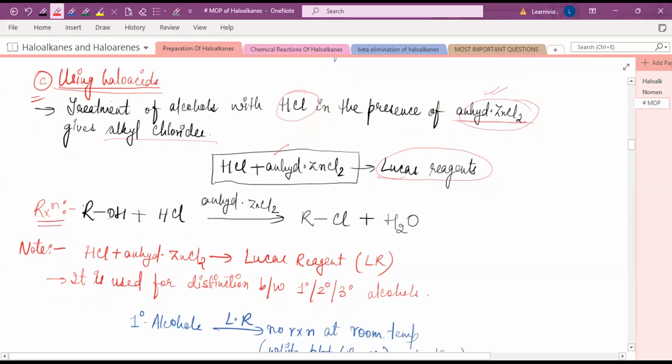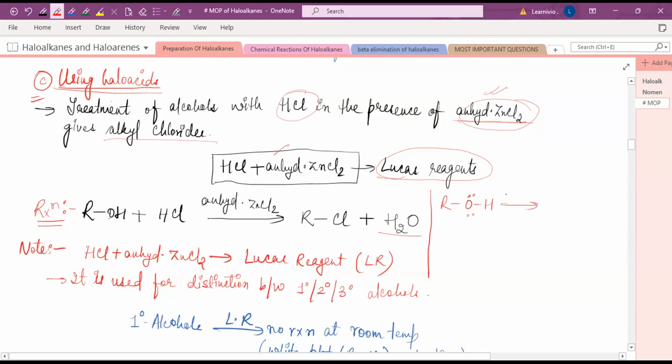So when an alcohol ROH is treated with HCl in the presence of anhydrous ZnCl2, it just gives you RCl plus water. Okay. Let's understand this mechanism first. I'm writing the mechanism over here. Suppose it's ROH. We know that it has a lone pair. Oxygen पे क्या है? Lone pair है, right?